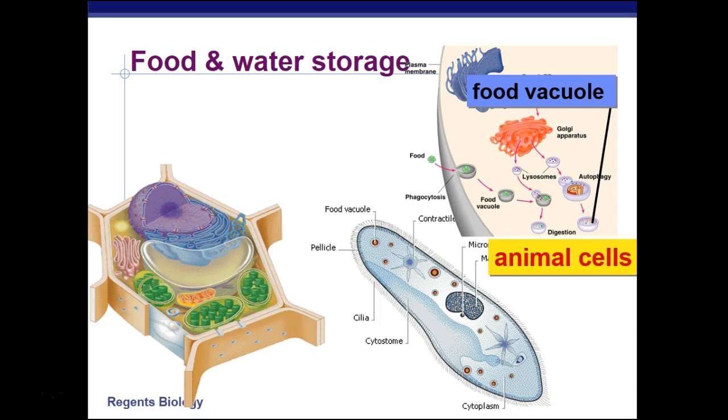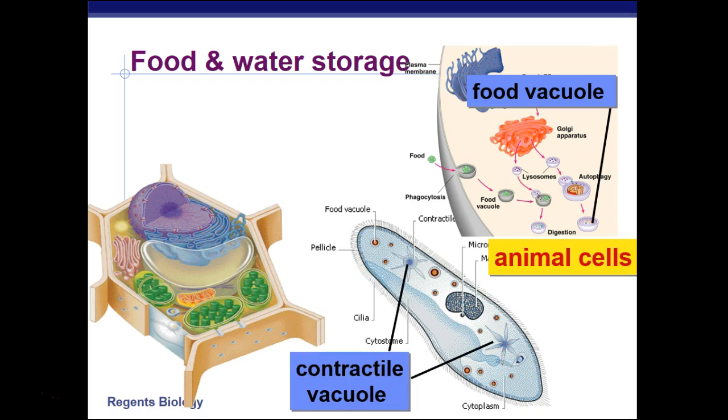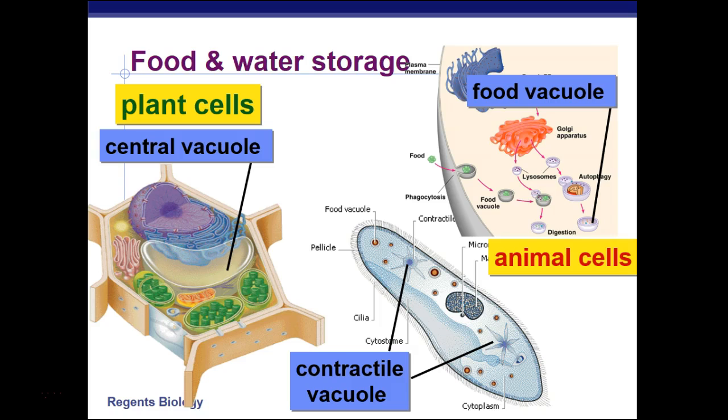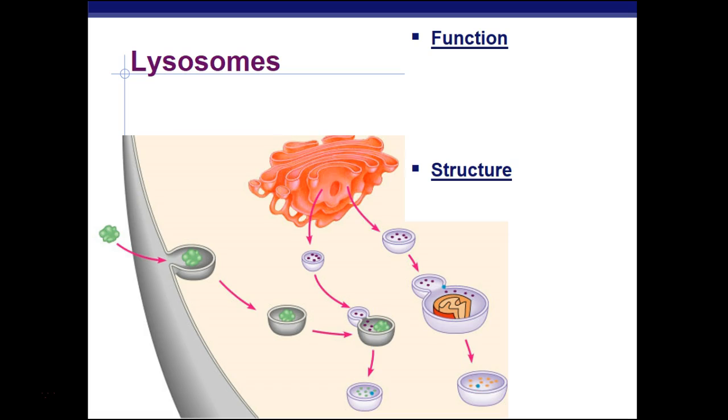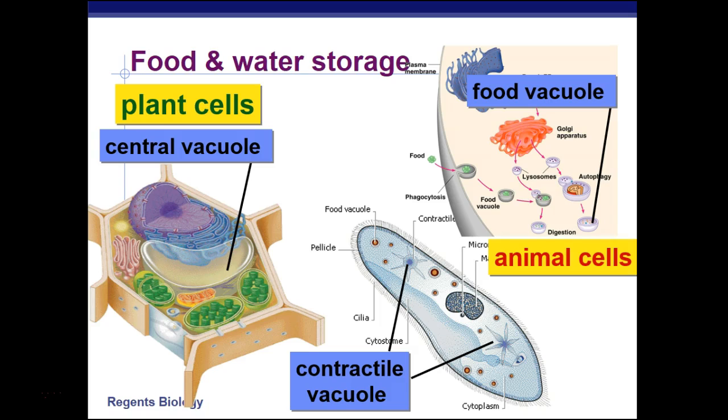Animal cells will contain these food storage vacuoles, but some also contain waste storage vacuoles, which can contract, they can shrink to push waste products out of the cell. We often call those contractile vacuoles. Within plant cells, there is always one very big central vacuole meant mainly for the storage of water. Plants have to keep a lot of water on hand because it's a necessary starting material for photosynthesis.